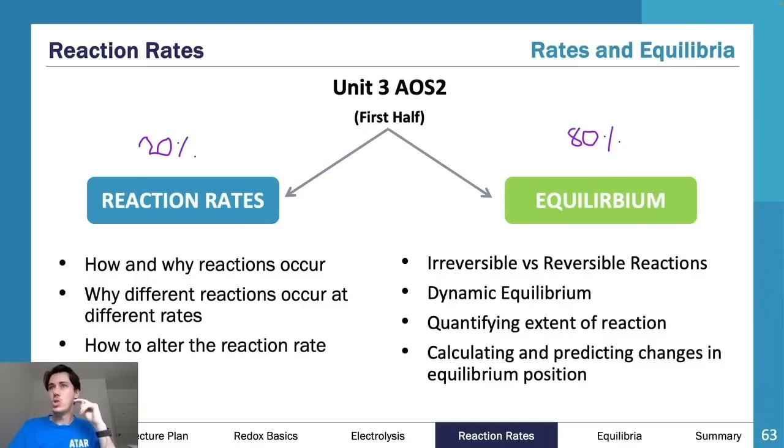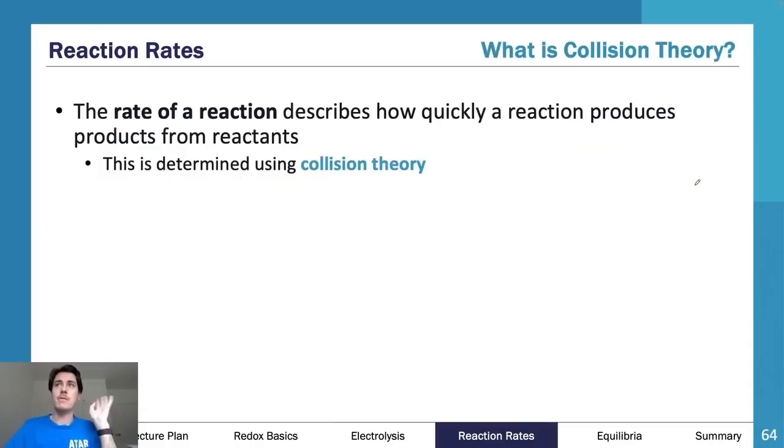All right, so reaction rates. Let's start off. So what are rates of reaction? Rates of reaction describe how quickly a reaction occurs. And essentially we do this using collision theory. So what is collision theory?